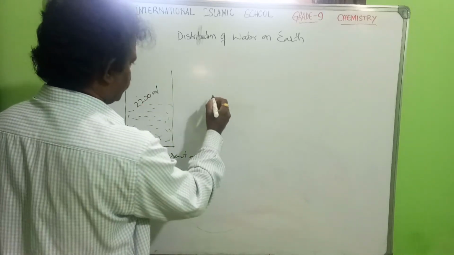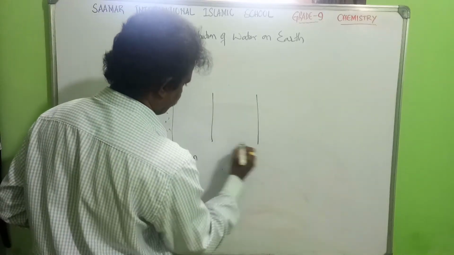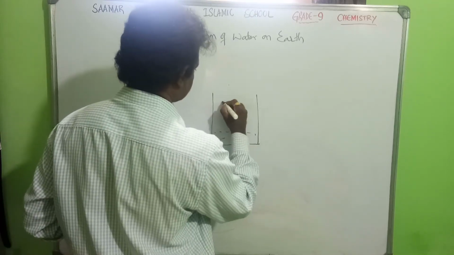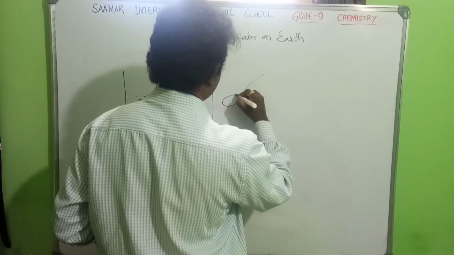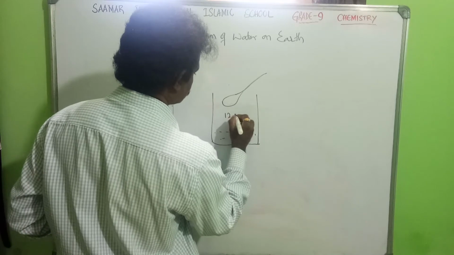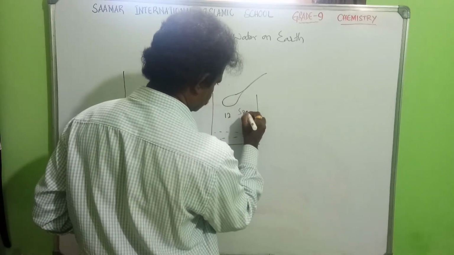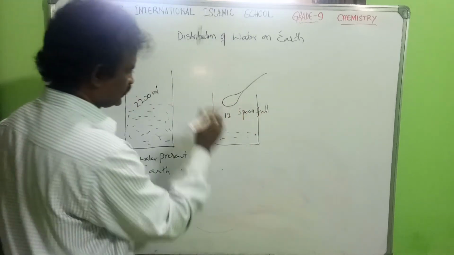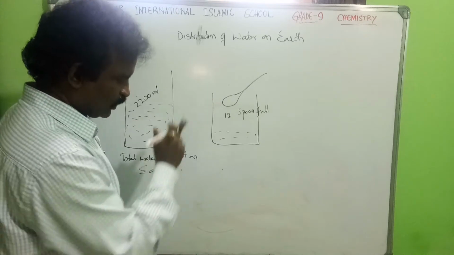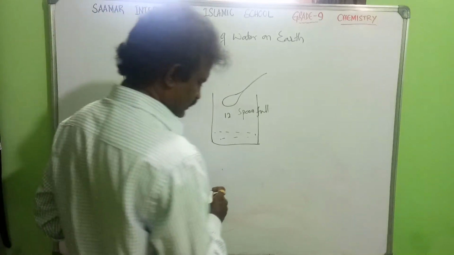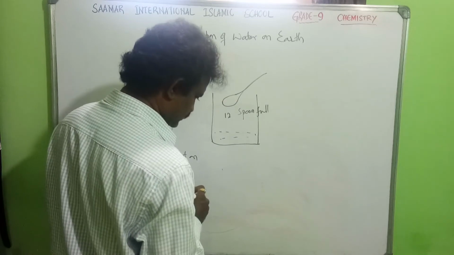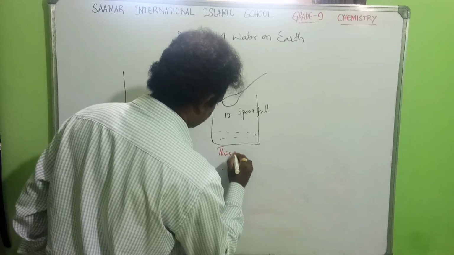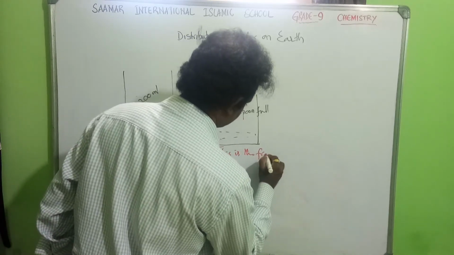From this, I will take 12 spoons. How many spoons am I taking? 12 spoons full of water into a container. Now, what is this? We'll compare. This is the fresh water.